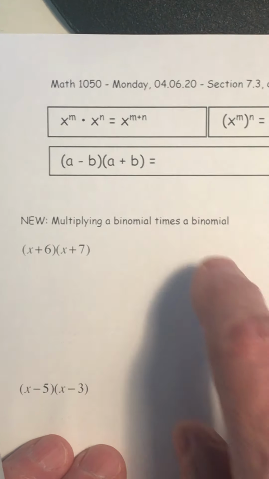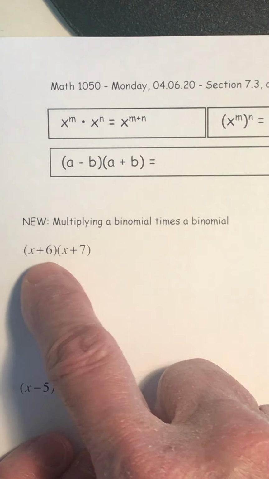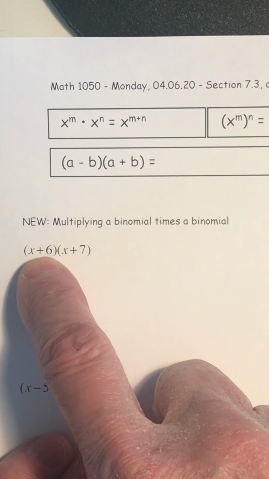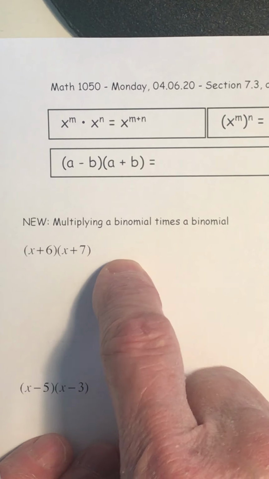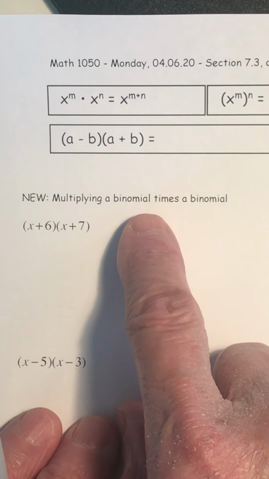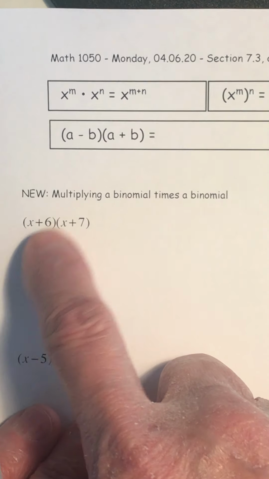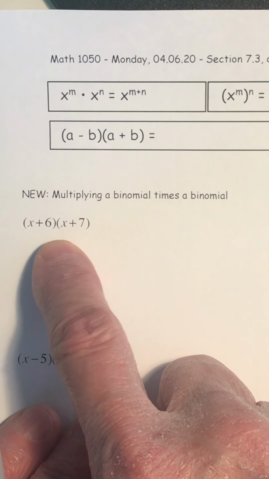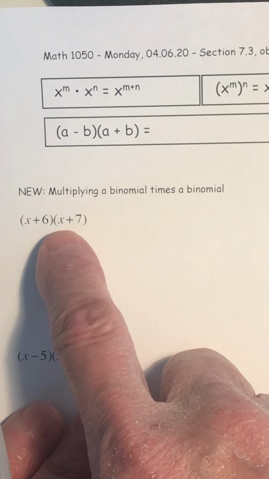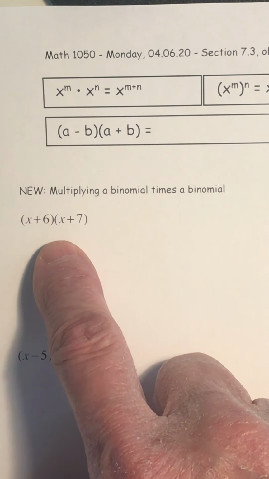So, we did a little bit of this on Friday. We multiplied, just in general, polynomials times polynomials. Right now we're going to take a look at two terms times two terms and see if we can notice any special patterns. Binomial times binomial.